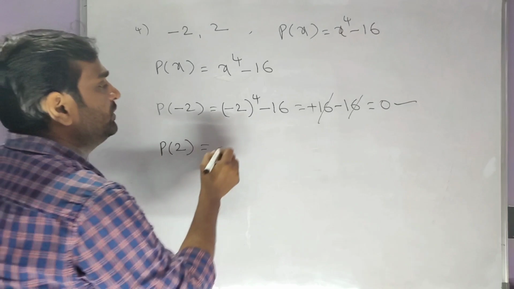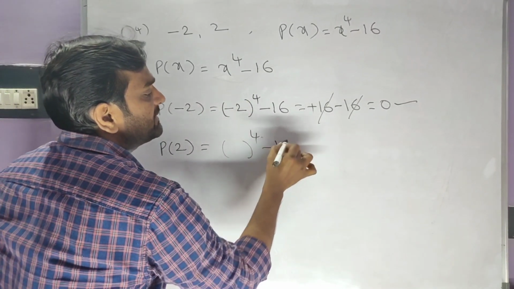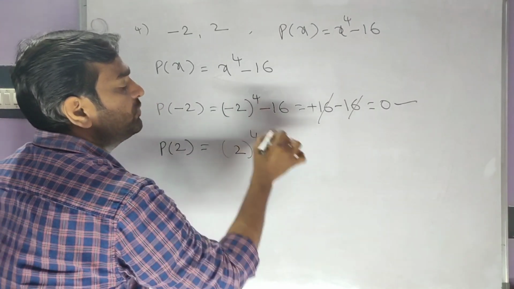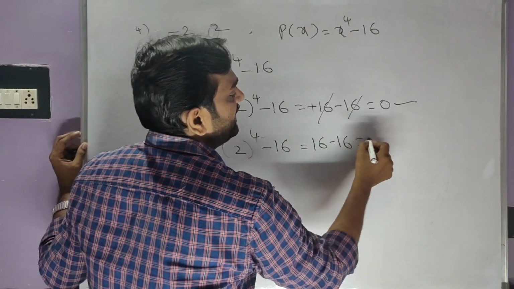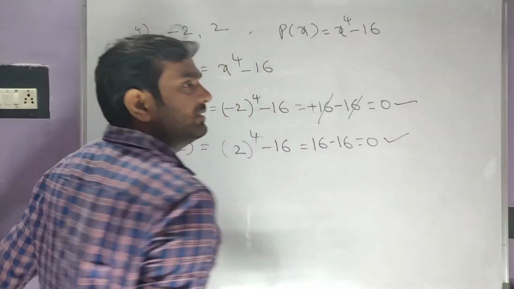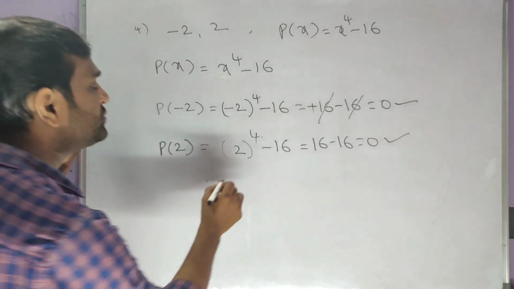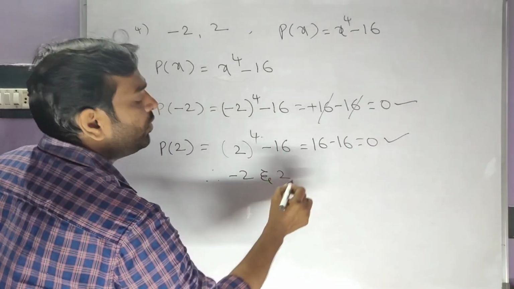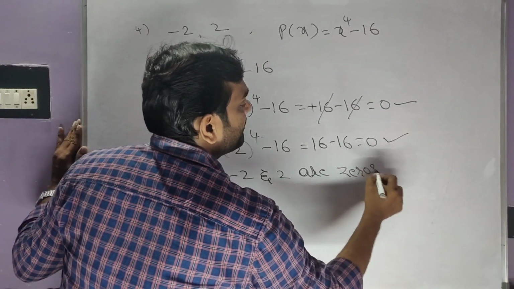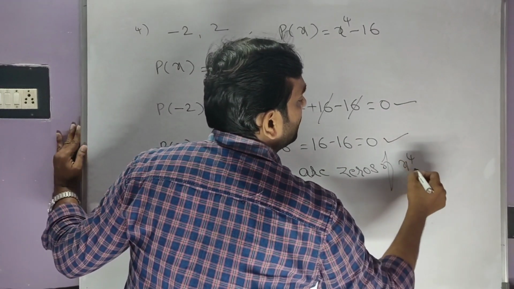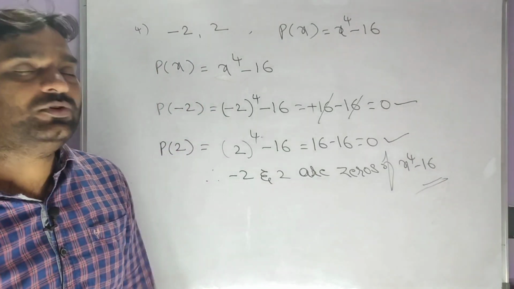Now check 2. X power 4 minus 16. What is x here? 2 power 4 minus 16. 2 power 4 is 16, minus 16, 0. Here also we got a 0. By this we can conclude that minus 2 and 2 are zeros of which polynomial? X power 4 minus 16.